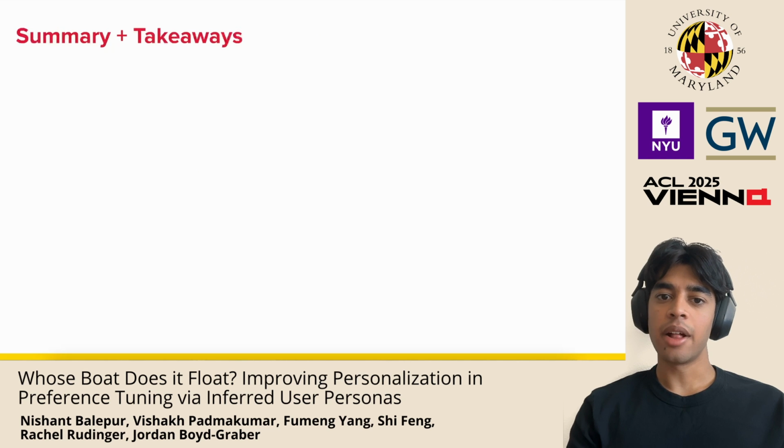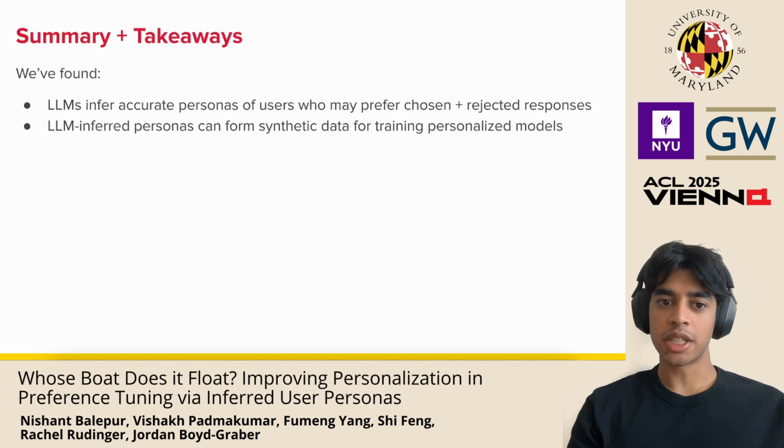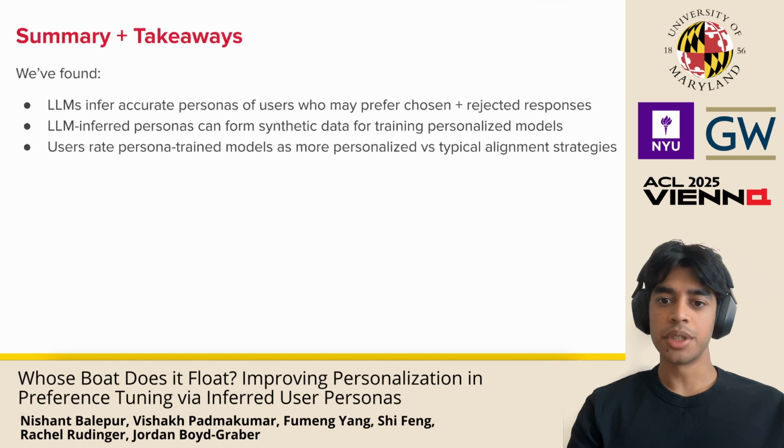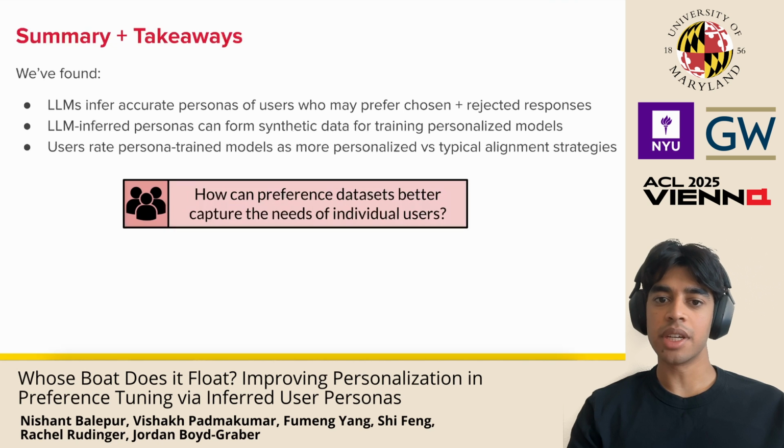To recap, LLMs infer accurate personas explaining why chosen or rejected responses may be preferred in preference datasets. These personas can form synthetic training data for improving LLM personalization. And finally, users rate our model trained on these personas as significantly more personalized than a baseline model. This leads to 2 natural research questions. First, how can alignment strategies best capture the needs of individual users? Our persona inference method is one way, but we likely need ways to capture user backgrounds on a variety of aspects.